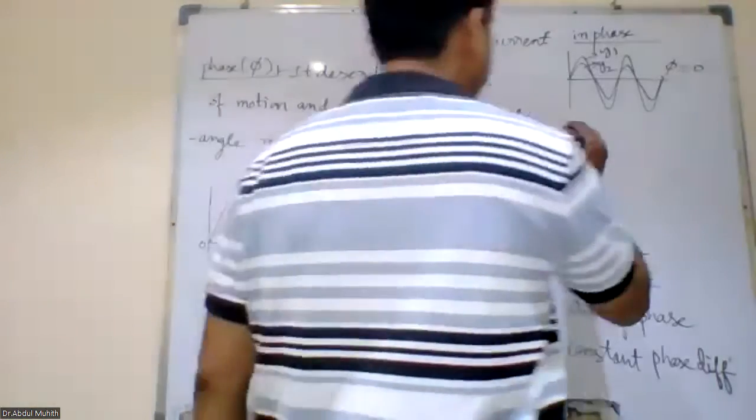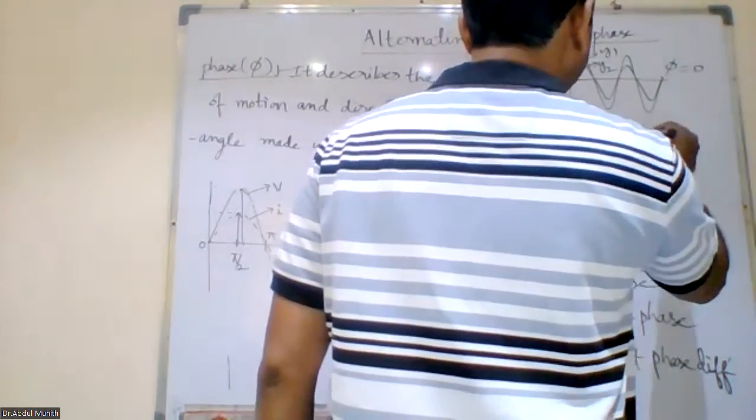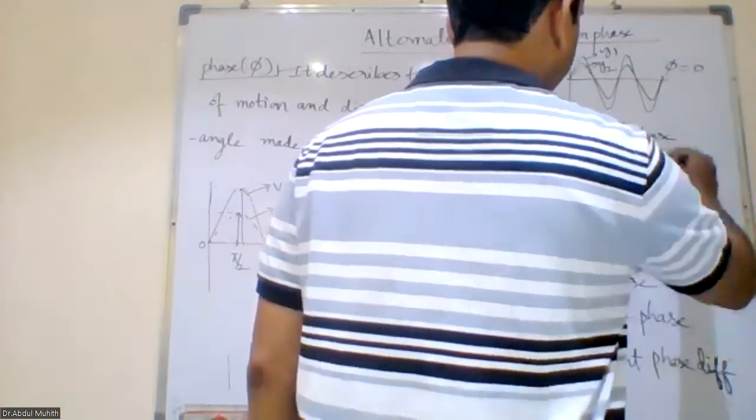Now out of phase. Out of phase means the angle is 180 degrees. See, this is y1.